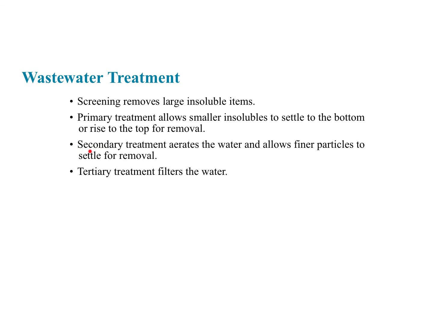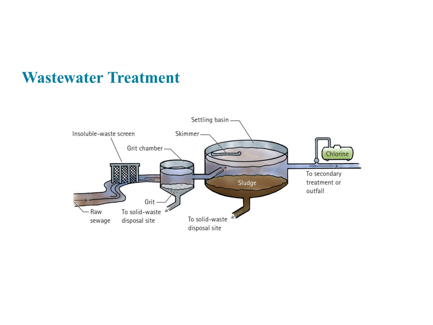The secondary treatment aerates the water. That means it dissolves air in the water, and this process allows finer particles to also settle for removal. And then the tertiary treatment is where we filter the water like we've seen in the previous slides. So here we can see a depiction of this whole process, with the different stages of wastewater purification. And also it's worth noting that very often these things are treated with chlorine, which can kill bacteria to make it more safe.